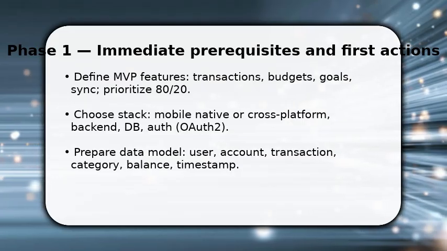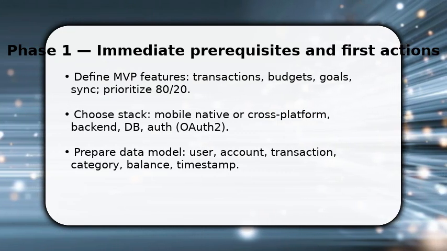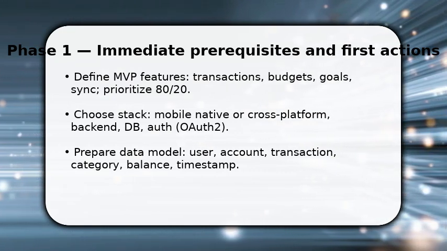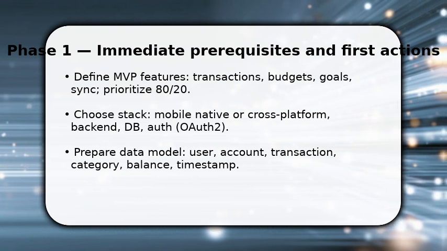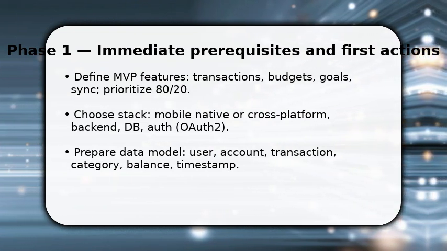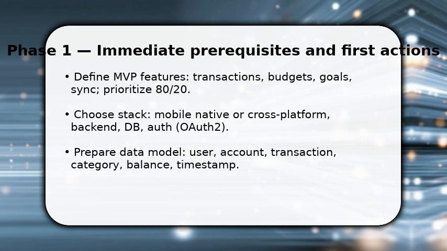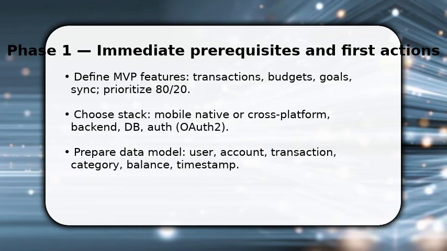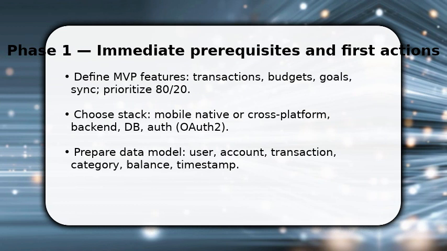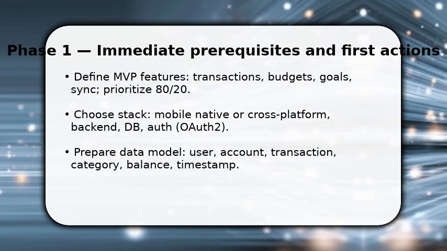You start by locking the minimum viable feature set and why each matters. Transactions, budgets, and syncing are non-negotiable. Once decided, pick a tech stack that matches your timeline and team: native if performance matters, cross-platform if speed matters instead. Then design the data model.